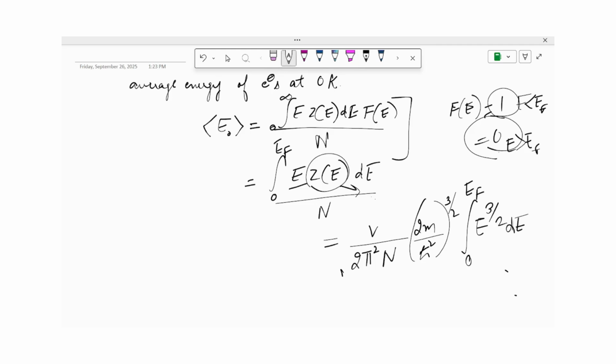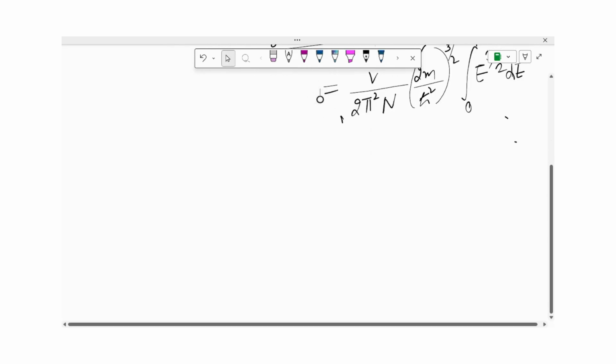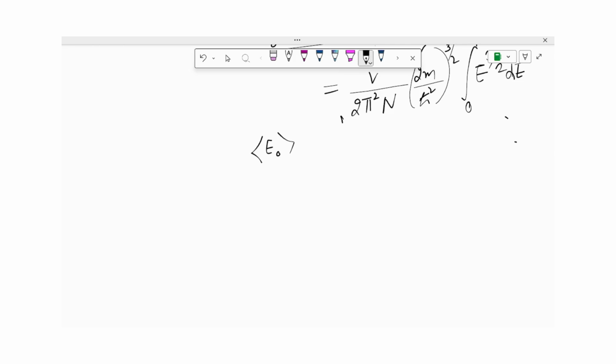dE, and just simply solving this expression, we will get E naught to be equal to V over 2 pi square N, 2m over h cut square to the power 3 by 2, EF to the power 5 by 2, and there will be a factor of 2 by 5, which is to be multiplied with this.